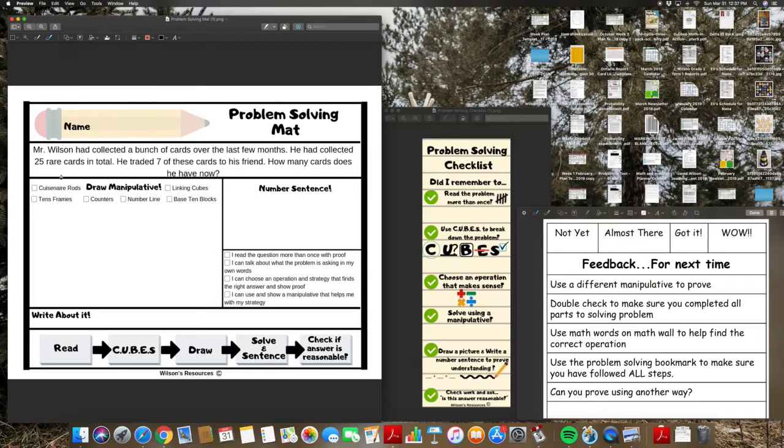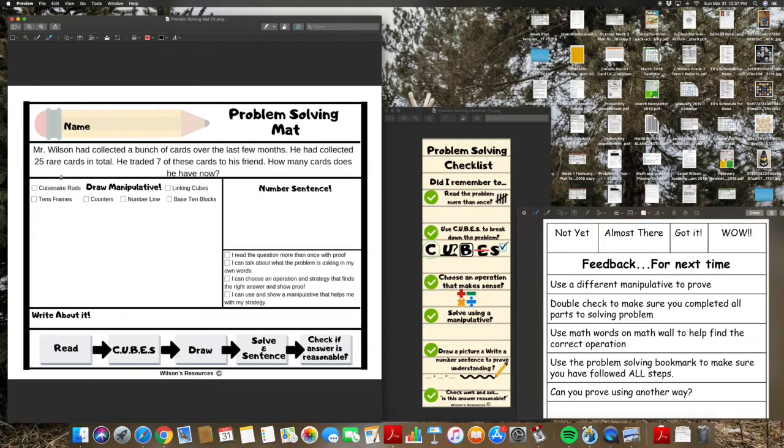So the first thing I do is I always encourage my students, regardless of whether they can read the problem once and find the answer right away, to read it a couple of times. This will help with understanding and comprehension to answer some of the questions like, I understand what the problem is about. I understand what the problem is asking me to do. So we're going to do that first. So I'm going to model that.